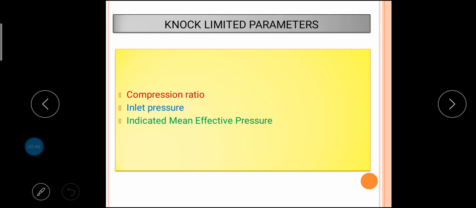Further simplification on the use of performance number requirements is done by introducing the concept of relative performance number, that is equal to actual performance number divided by performance number corresponding to the indicated mean effective pressure of 100. These are all about NOC limited parameters: compression ratio, inlet pressure, and indicated mean effective pressure.